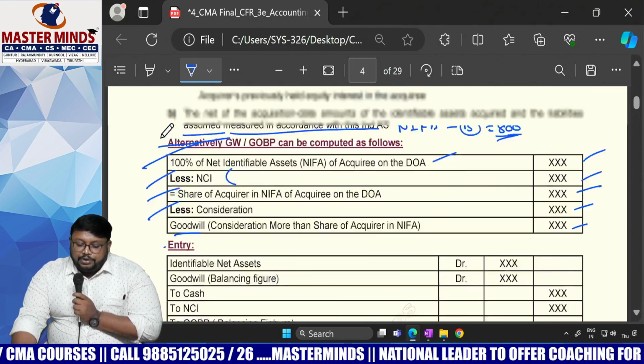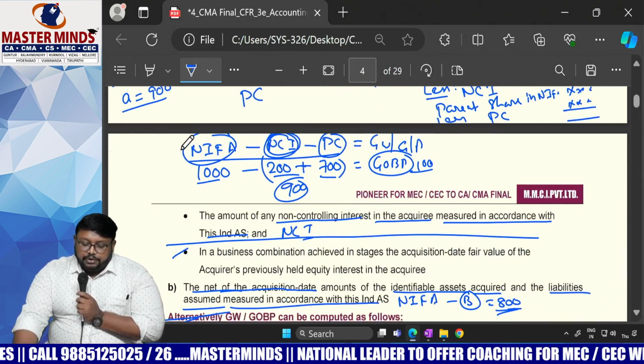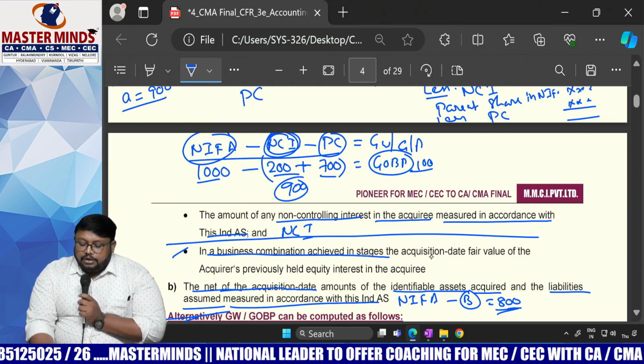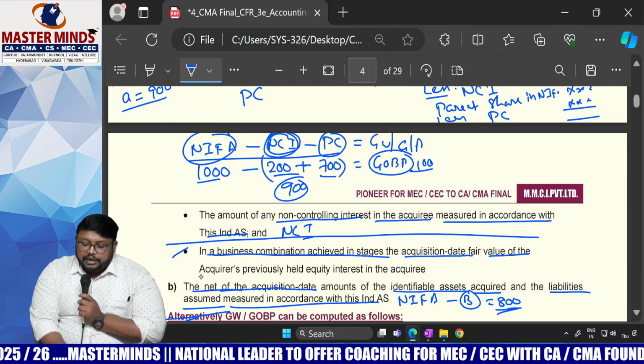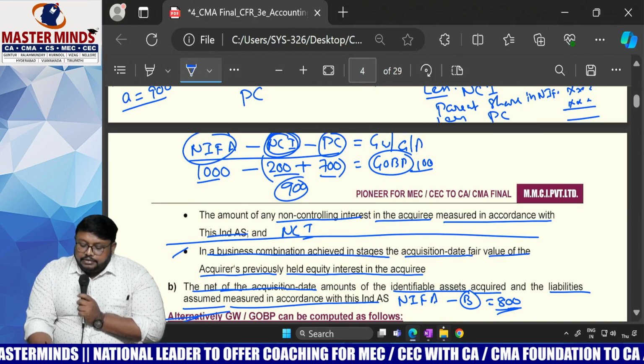Now you come back to the third point here, in A. If a business combination is achieved in stages, then on the acquisition date the fair value of the acquirer's previously held equity interest also has to be taken into account in the acquiring company.